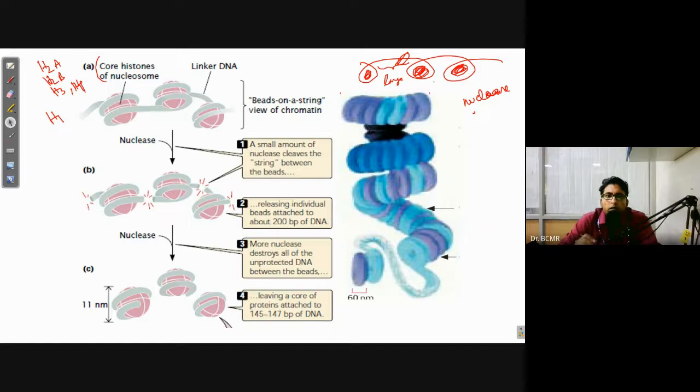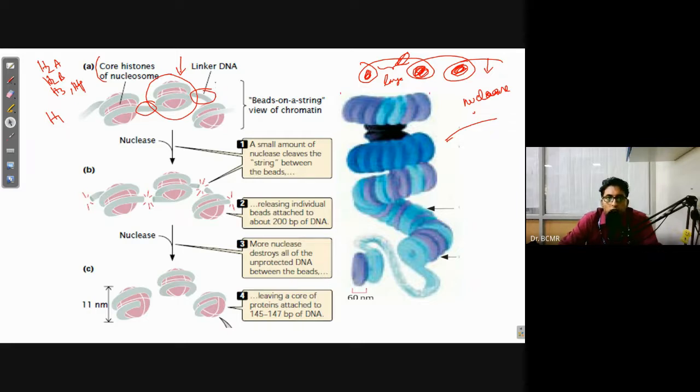And it can act on the DNA that is freely accessible, something like this linker DNA. It cannot act when the DNA is wound around the histones like this in the nucleosome. Then this DNA is not easily accessible by some of the nucleases. But the linker DNA is vulnerable to be acted upon by nuclease.